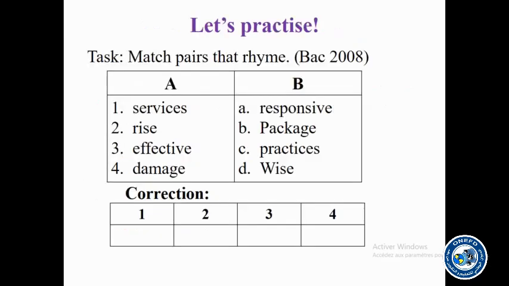Good, so what you will be given for your back paper? Match pairs that rhyme. This is an activity I took from the back paper 2008. So you're given a table, A with 4 words, B with 4 other words, and you have to match pairs that rhyme. I'm not going to give you 10 minutes, let's say 1 minute is fair enough for this activity. Okay, I'm sure you did it in 30 seconds.